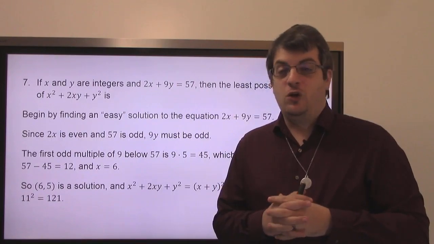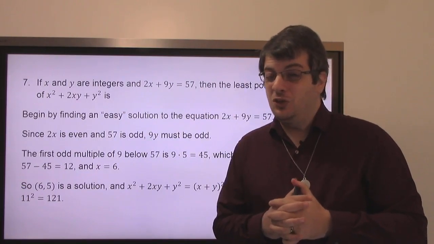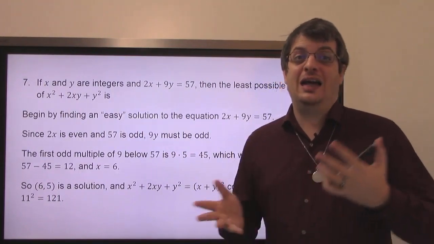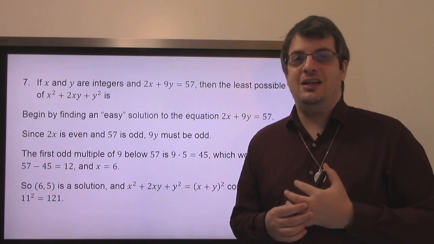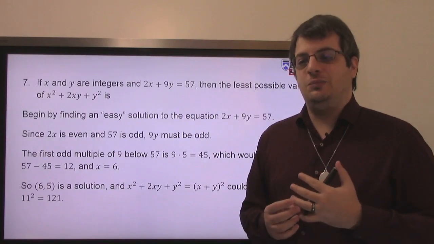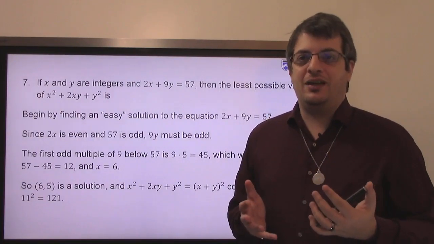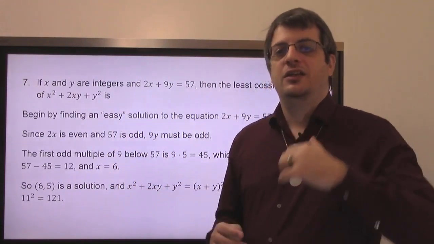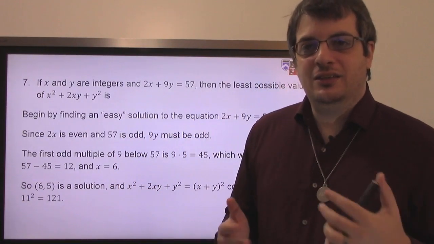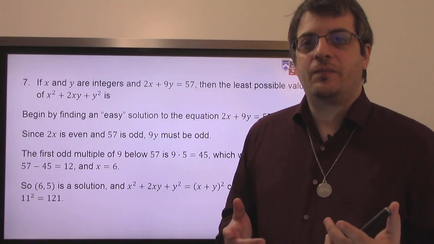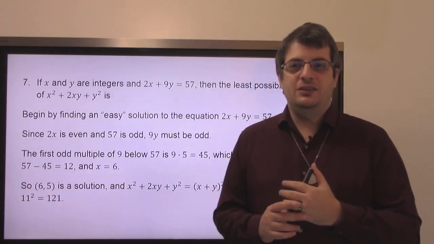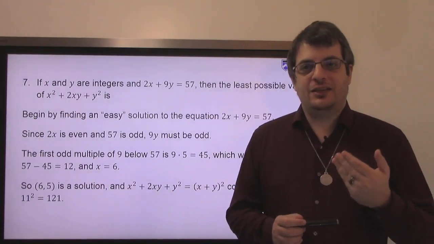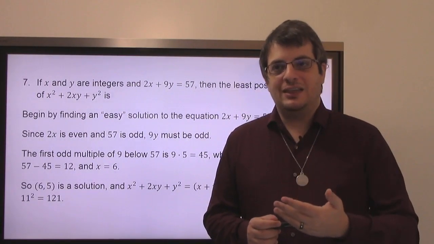I had a whole bunch of D's. I assume all you D people went right there and said, well, I can't get any other solutions, right? Because I can't decrease x by 9. I could increase x by 9 and decrease y by 2, but that goes the wrong direction. That makes me bigger. But of course I can decrease x by 9. They didn't say positive. So how do I generate the other solutions? Exactly like I said. Decrease x by 9.